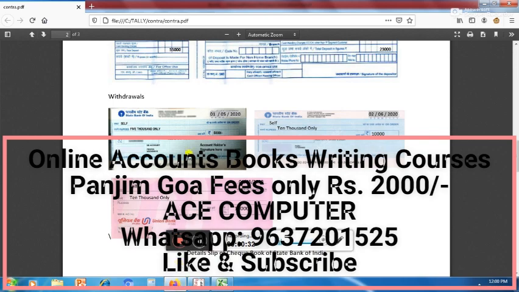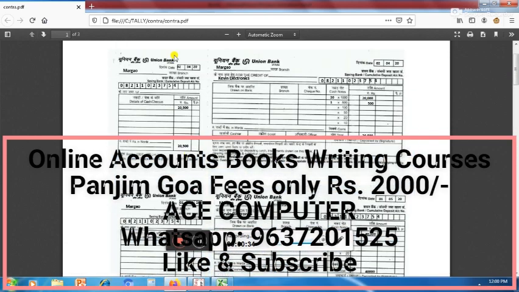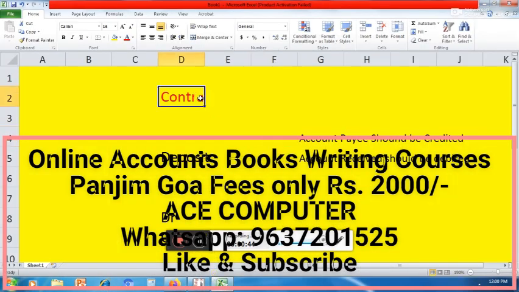We have to fill what? Deposit slip. This is a deposit slip of the bank. Suppose I deposited this 20,000 into the bank. Okay, so the meaning of contra is only simple. That is what? Deposit. When you deposit money into a bank, that is called a contra entry.